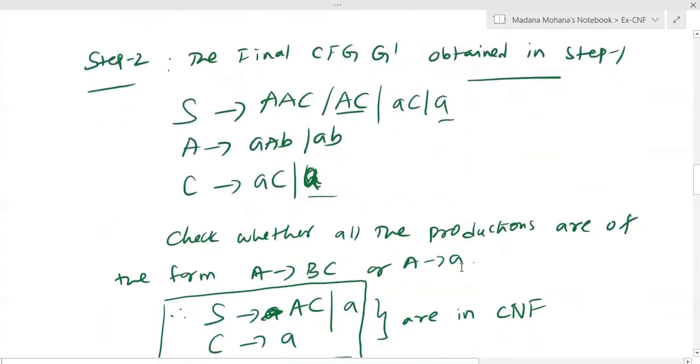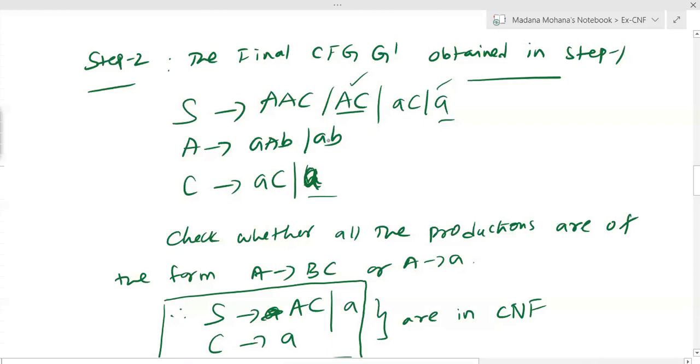Now coming to step 2, consider the final CFG G dash obtained in step 1. Check if it is in the form of CNF. That means every production has on the right hand side a length of 2 variables or a single terminal. Then only the grammar is in CNF. Check S derives AAC: 3 variables are there, not satisfying the condition. But S derives AC, 2 variables, is satisfying. Then S derives terminal A variable C, not satisfying. Then S derives a single terminal, satisfying the CNF condition. Only 2 S productions are satisfying, others are not in CNF.